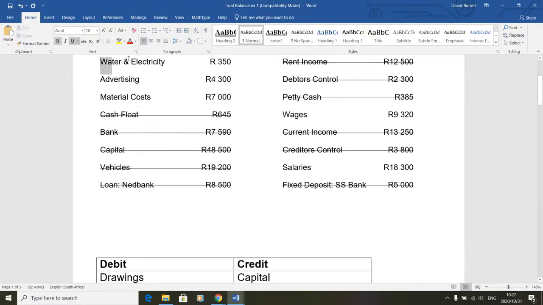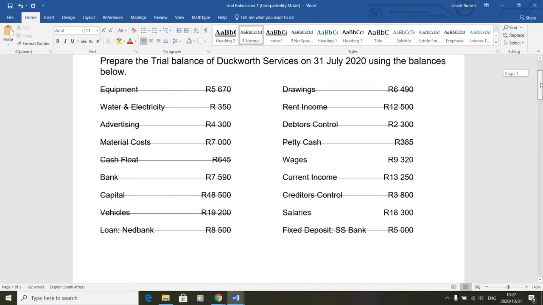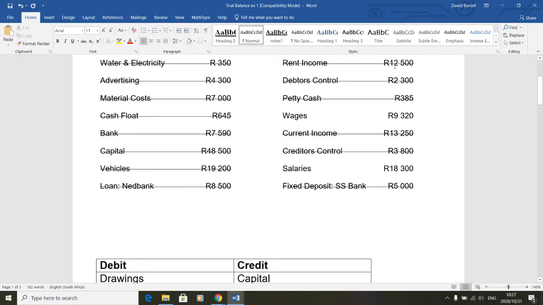Probably I should be crossing these out as I've done them, just to check I've got nothing left afterwards. If you start with a system, stick to it. Okay, so that's it. Everything on the left-hand side there, all crossed out, and I've got two on the right. I'm not calling these debit and credit. These are definitely left and right-hand columns. Wages 9320 and salaries 18,300. So the wages 9320, go and pop that in first.